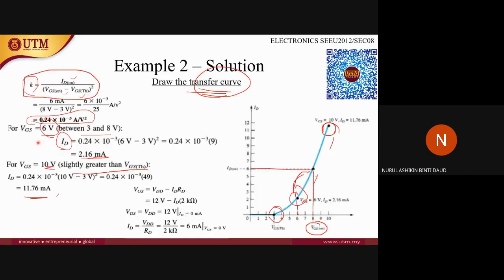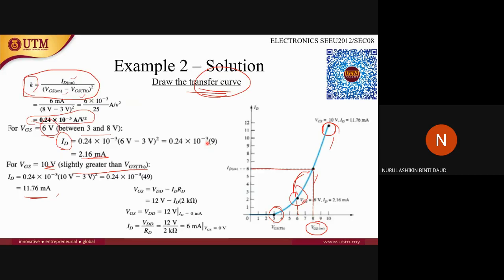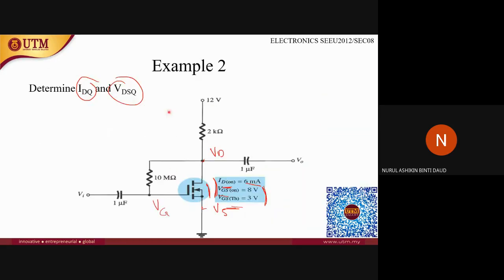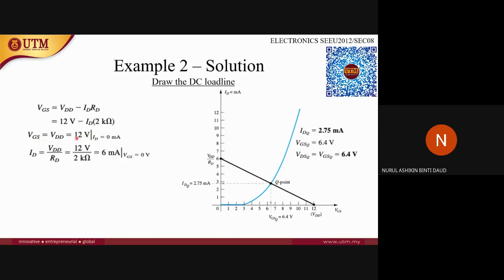Okay, when this value equals 0, it means that VGS equals VDD, because there is no current flowing here. All the potential from the electric source will flow to VGS here, so VGS will equal VDD. So it will be 12 volts.